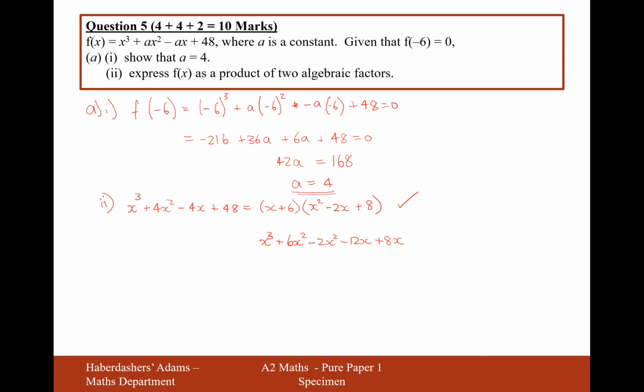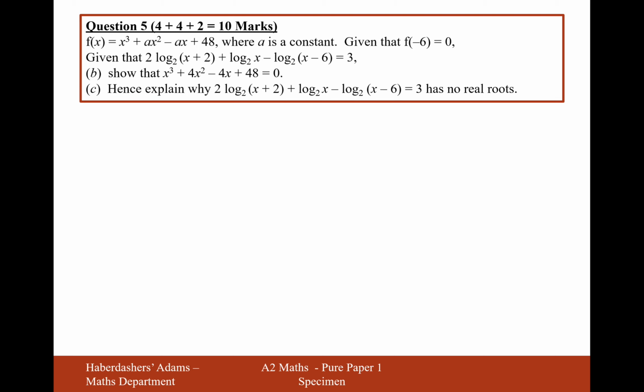You could have done that by the long division method. The box method would have been fine as well. However, this is probably the more space saving, more efficient and more intuitive way of doing it, in my opinion. Moving on then, we are now given that 2 log base 2 of x plus 2, plus log base 2 of x, minus log base 2 of x minus 6 is equal to 3. Show that that expression is equal to 0.